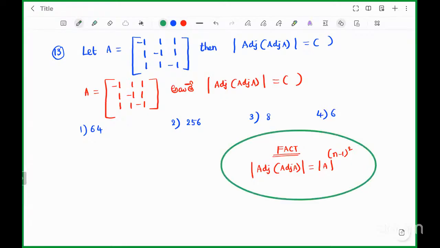Right. Now let us solve this problem. So first we need to find out det A. Determinant of A is important, then n is important. n means 3, so write n is equal to 3 here. Det A, now what do we do, det of [-1 1 1; 1 -1 1; 1 1 -1].